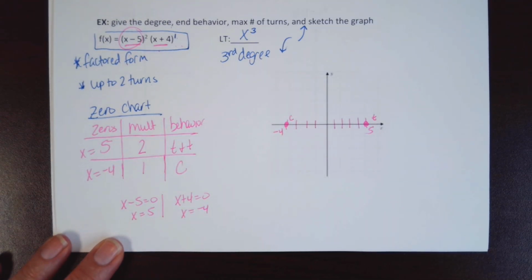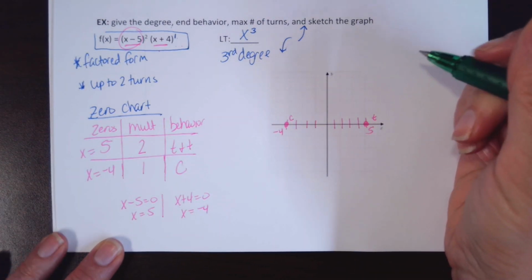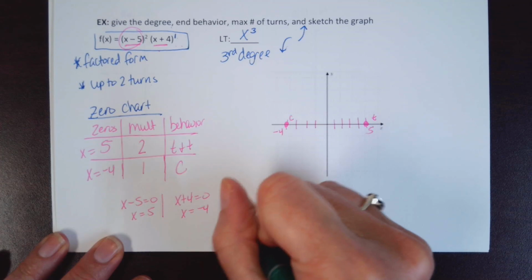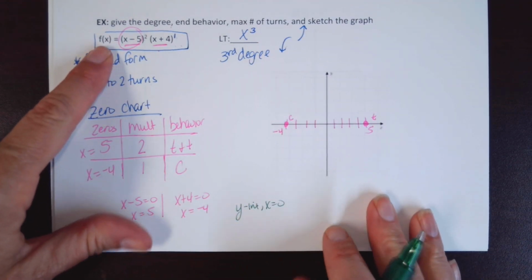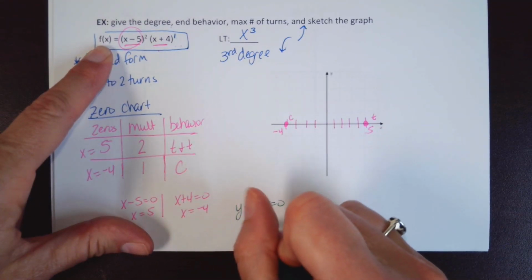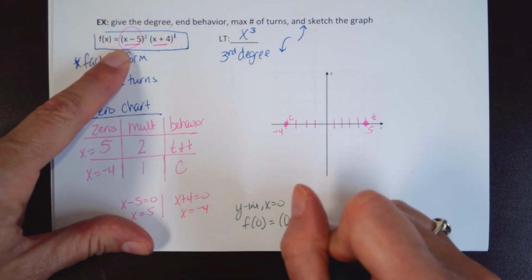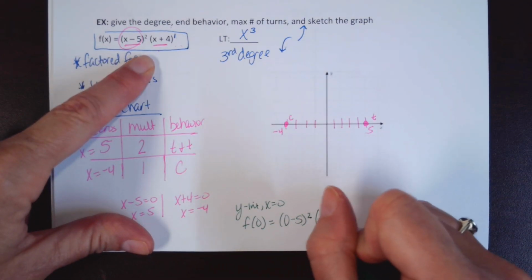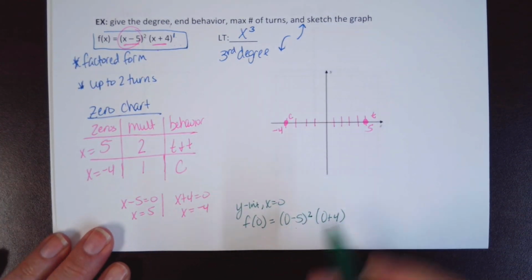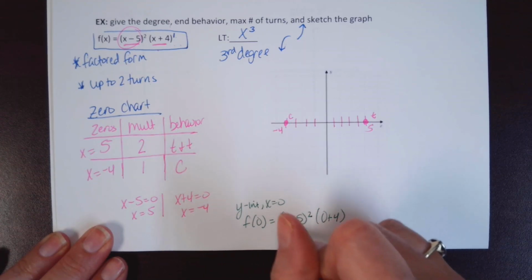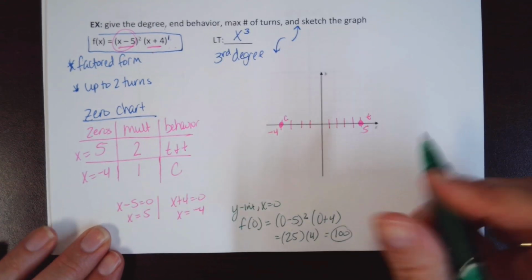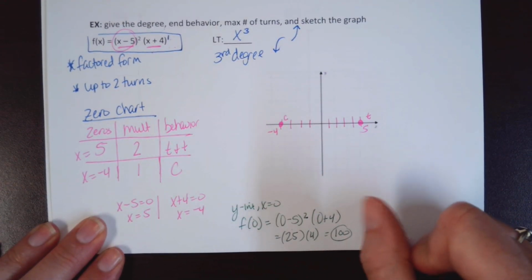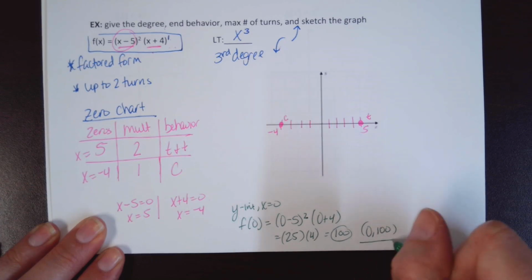Well, I need to know a y-intercept. I need to know where I'm going to hit the y-axis. Y-intercepts happen where x is 0. So I'm going to plug in 0 for x and find f of 0. So 0 minus 5 squared, times 0 plus 4. Negative 5 squared is 25. 25 times 4 is 100. So my y-intercept is (0, 100).